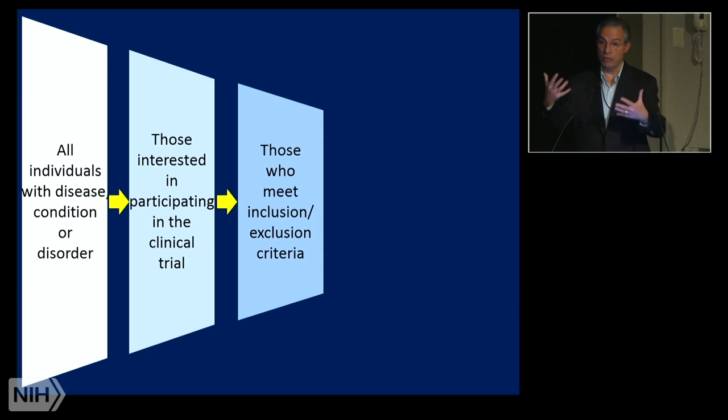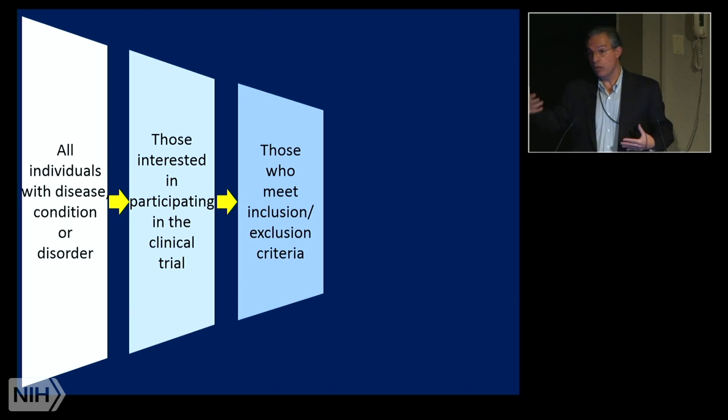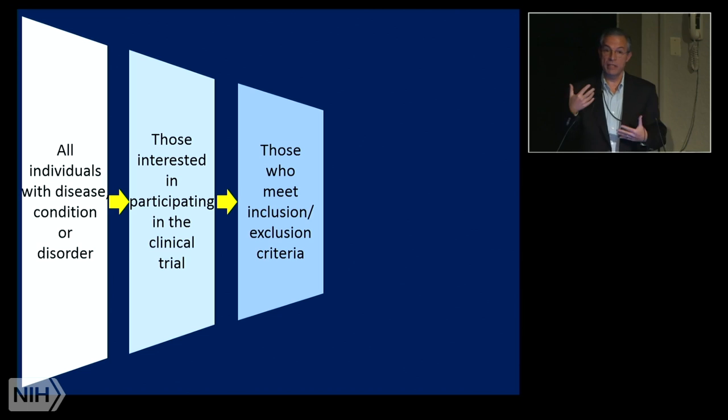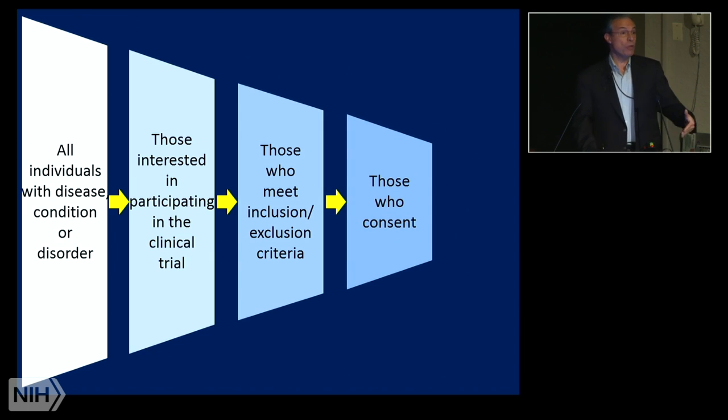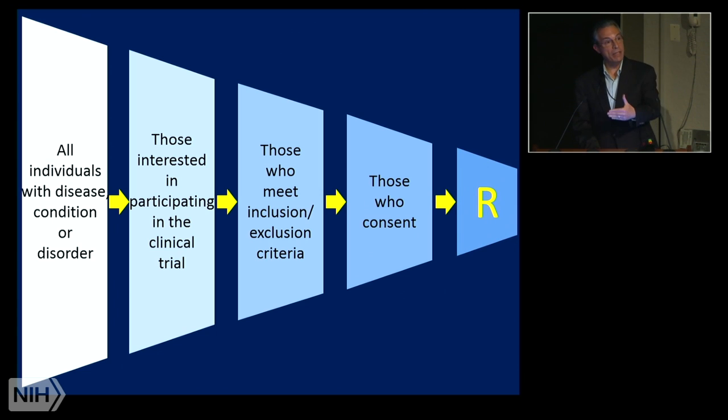Inclusion-exclusion is in the protocol of a clinical trial. It says, we want participants to have these things, and we don't want them to have these things. These are the inclusion-exclusion criteria. So even though they're interested, they may not meet them. And then you have those who consent to participate. Once they understand exactly what the trial is all about, they say, yes, I'm willing to participate. They sign the form and all that. And that's where we are at the step of randomization. That's what we're going to talk about today, at this R step, randomization.